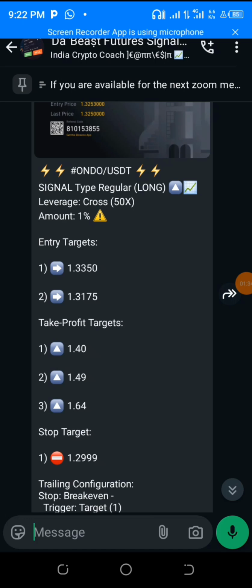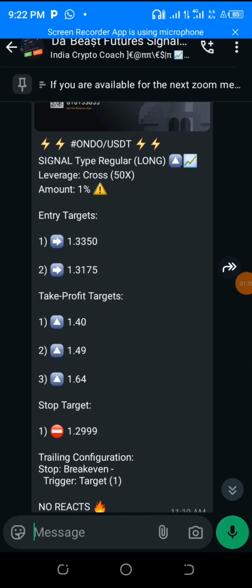Amount to be used: 1%. Look at the sign. There is a warning sign beside that 1%. Use 1% of your trading capital.